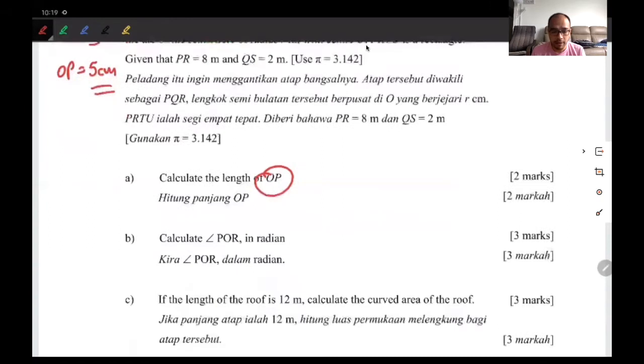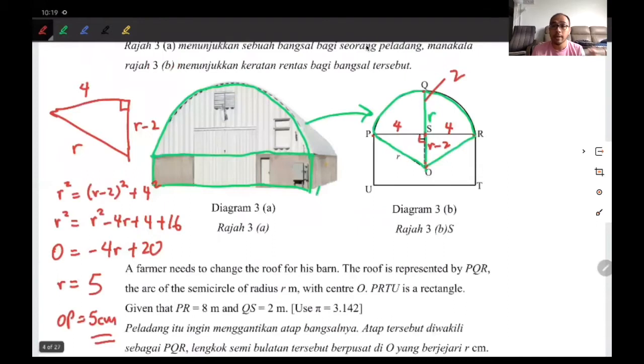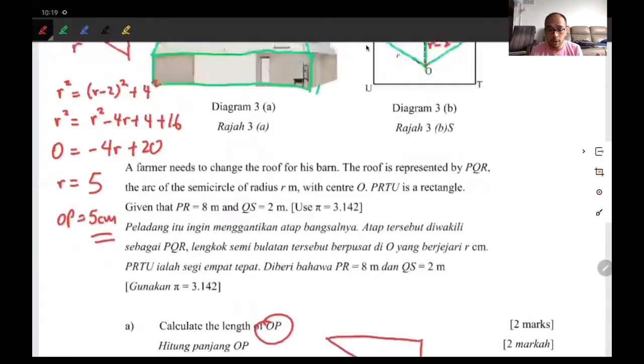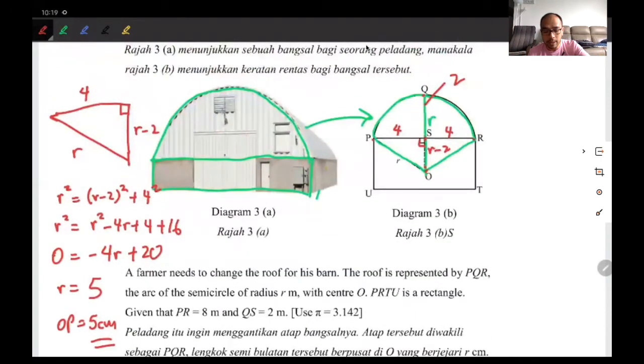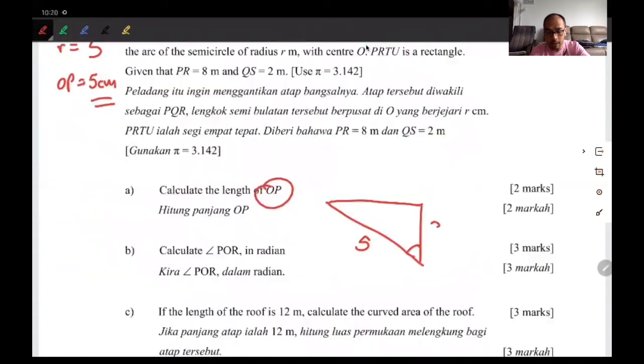Calculate the value of POR in radian. Now that you know r is 5, a lot of things are much easier already. Let me draw the triangle again. This is similar to the paper 1 question we saw before. If you want to find POR, you find this angle, then you just multiply by 2. How do we find this angle? Obviously, we use sin, cos, tangent. So r is 5, this is r minus 2, so this is 3, and this is 4.